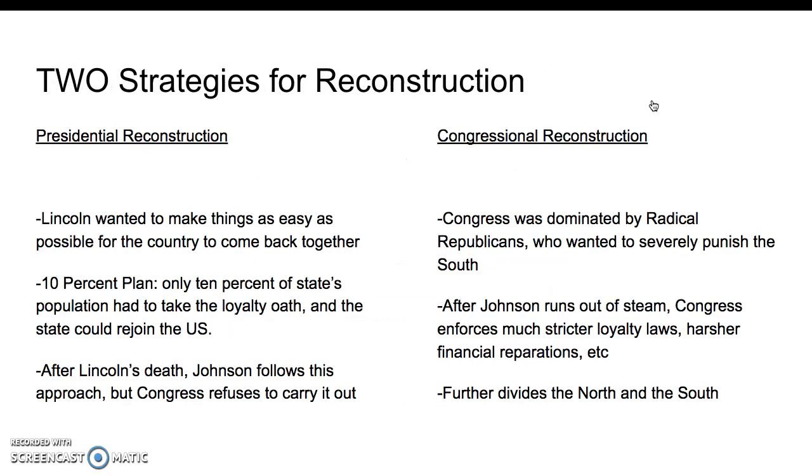So we got two distinct strategies for Reconstruction. You got presidential Reconstruction and Congressional Reconstruction.